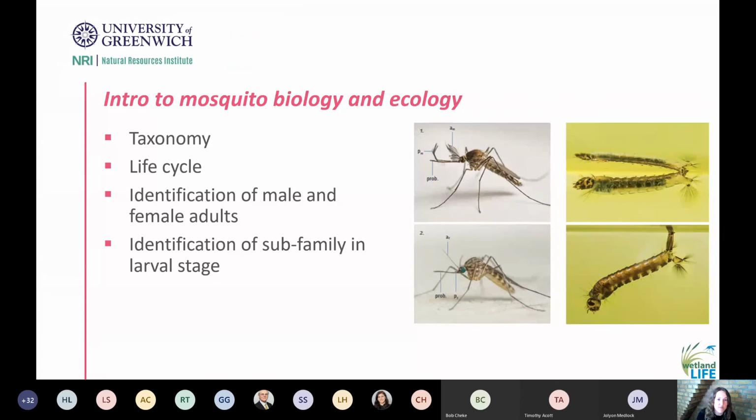Of course, we've got some background information on mosquito biology and ecology, ways to identify male and female mosquitoes, which is quite important because it's only female mosquitoes that take blood meals. Also ways of identifying different subfamilies from the larvae, depending on simply their position in the water. So these are simple skills that anyone can master, and are really helpful if you're thinking about doing any surveillance.